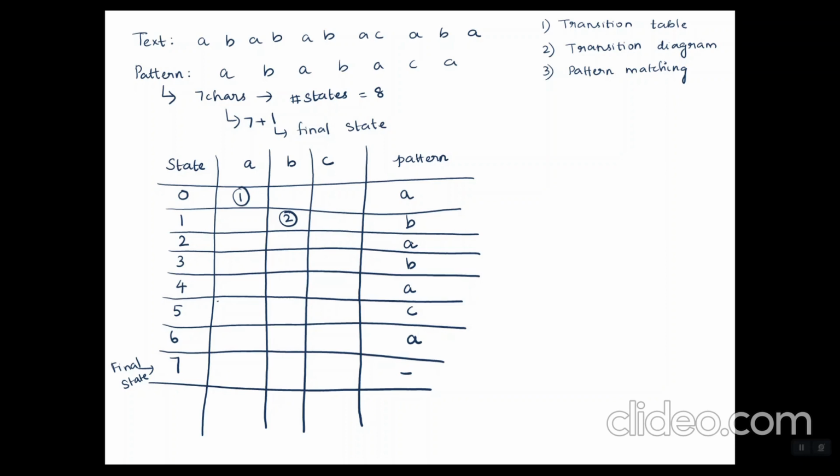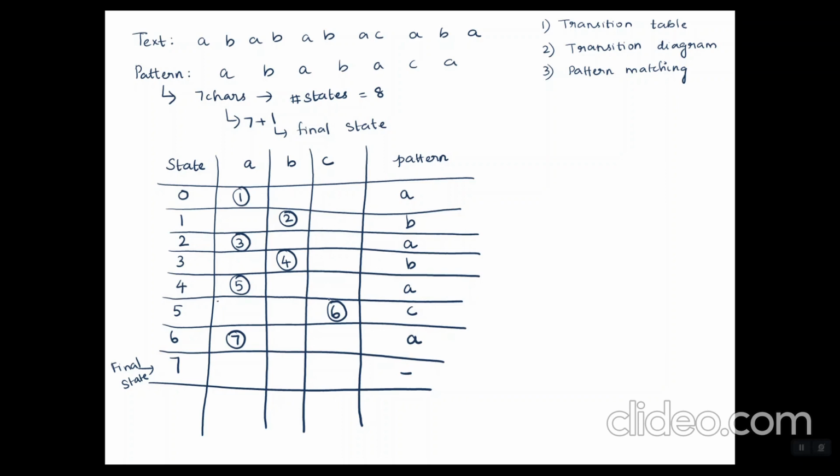So the next character is again A. So near to A's column I have to write the next number 3. Next it is 4. So 4 I have to write it under B. Next it is A. So write the corresponding. Each row will be having only one entry. So 4 accepting A, it is going to 5. 5 accepts C, so it is going to state 6. And state 6 is accepting A and it is going to state 7. So this is the end of the sequence of operations that needs to be performed for accepting the pattern.